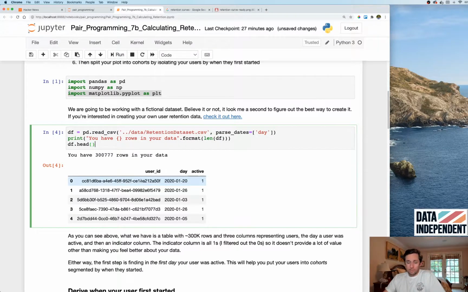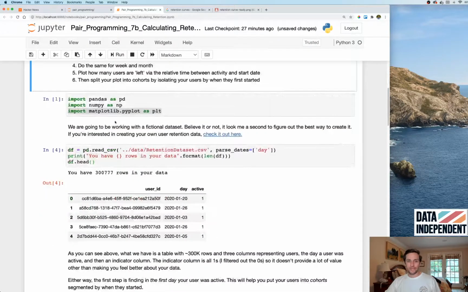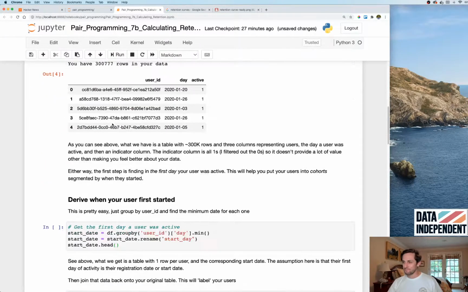Cool. So what we're ultimately going to do is find out when each user started, and then calculate the relative day of activity since they first started. Don't worry, we'll go over that in a second. And then we're going to plot that out and see how many users are still active after X number of days. The steps are up here if you want to take a look. I recommend going to the blog post without seeing it here.